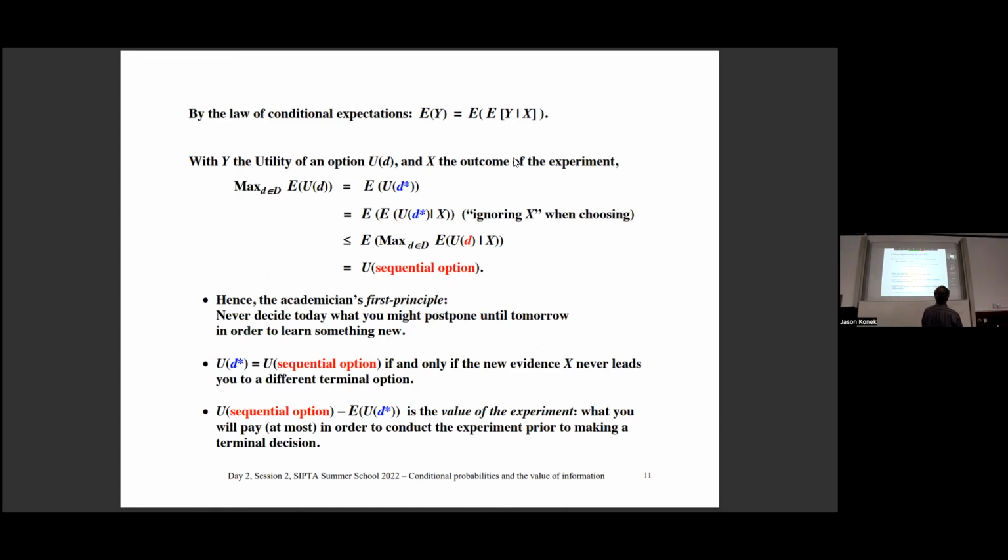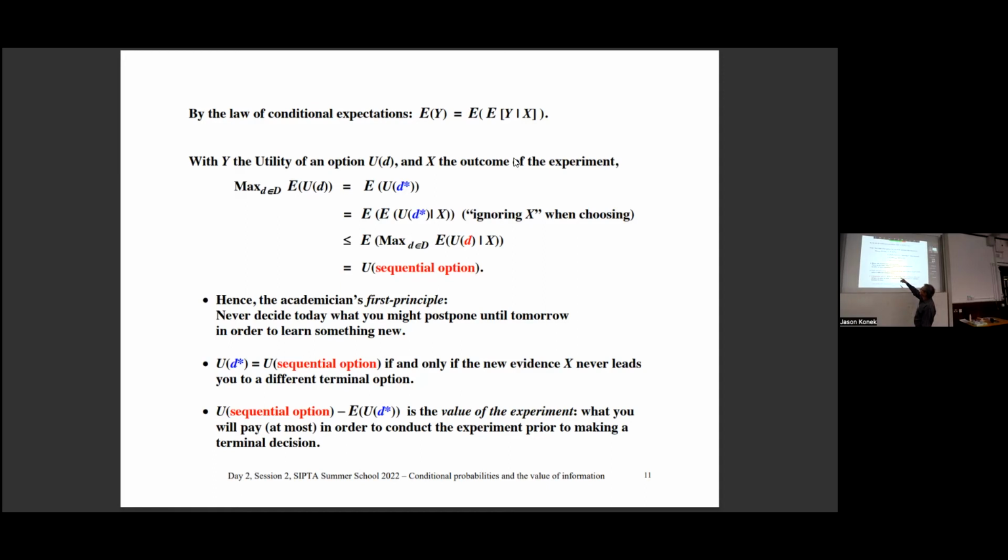This is the academician's first principle. Never decide today what you can postpone till tomorrow. I mean, you're not academicians. Why you said, of course, I might learn something which will improve my health. You're correct. And the theorem says it might not be relevant, but the value is, it doesn't hurt to postpone if you can postpone for free.